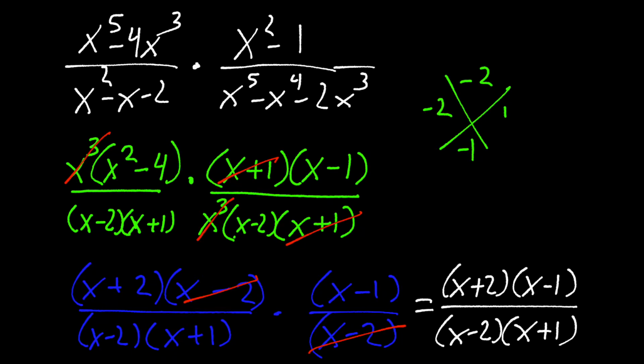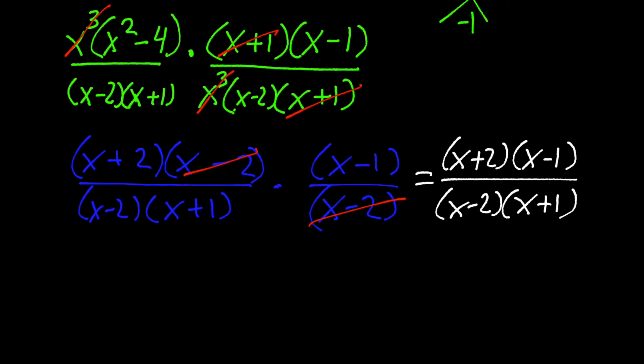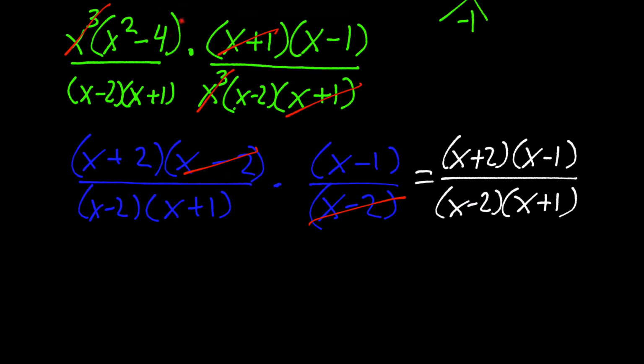Then we started canceling. Canceled out what we could. Then we did difference of squares on the top again, brought everything else down, canceled out 2 more pieces, and compiled everything that was left. And we were left with x plus 2 times x minus 1 over x minus 2 times x plus 1. And there we have it. There is division with rational expressions.